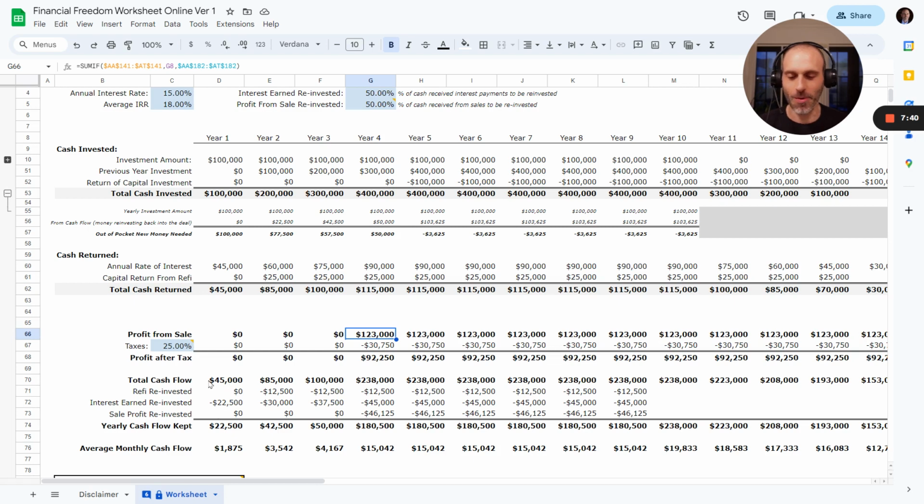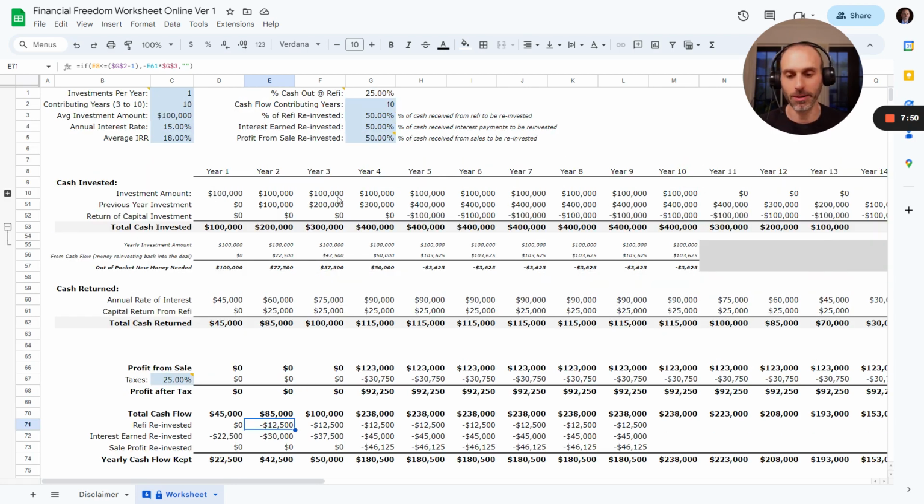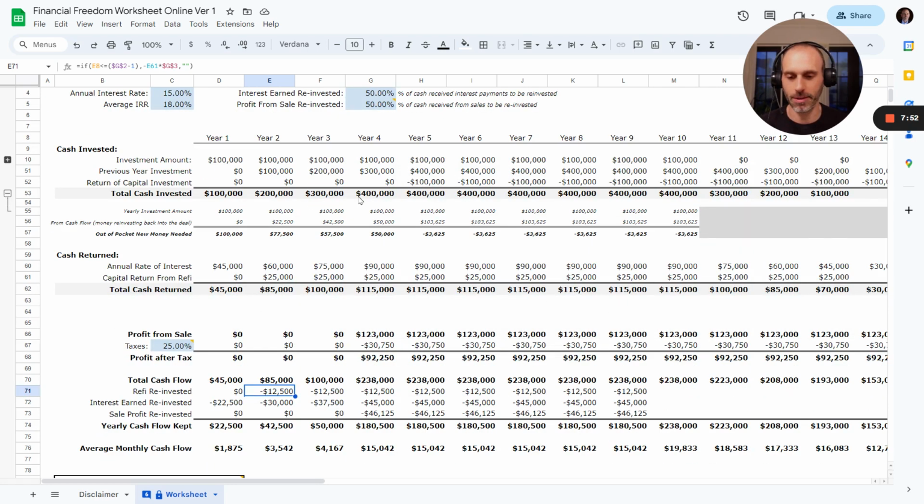And then here on this total cash flow, this is just adding up all of the sums of income coming in, accounting for anything that's maybe reinvested into a deal, right? Because we said we're going to keep these at half of the money you bring back in. What's being reinvested, what interest is being reinvested, and any profits from sale that's being reinvested.